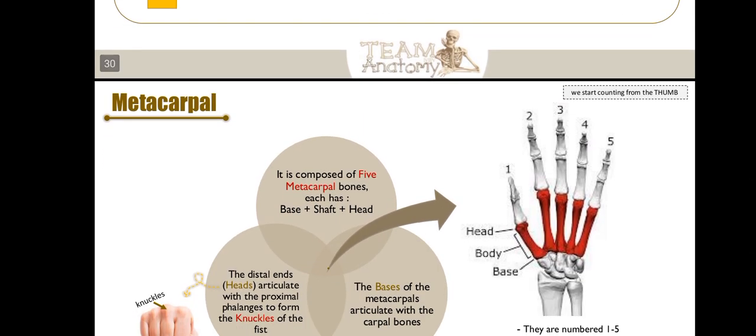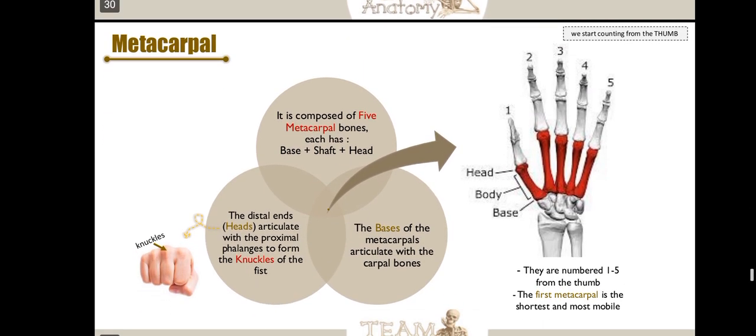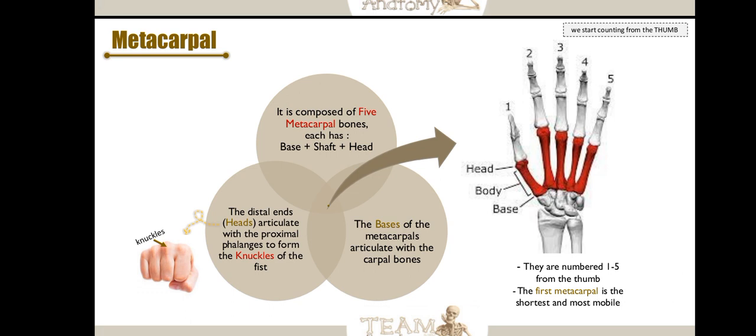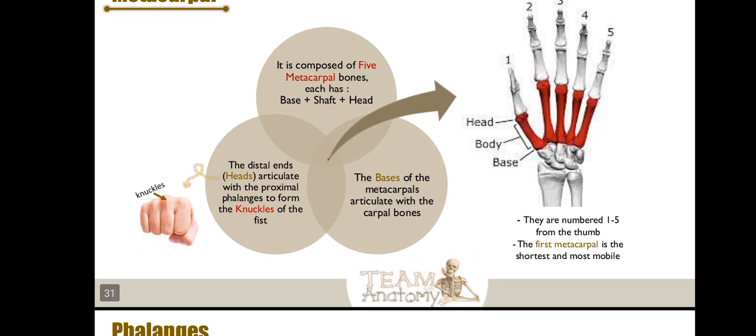We have 5 metacarpals, one for each finger. The metacarpal has a base and a shaft. The shaft is also known as the body, like when we're talking about the humerus. The metacarpals are just like a smaller humerus, I don't know if you understand. Metacarpals are smaller humeri, and each has the base, the shaft, and the head.